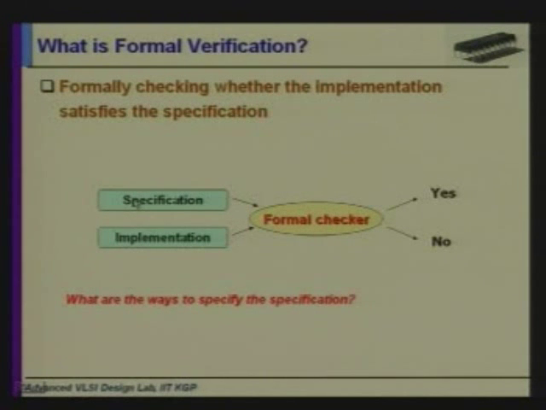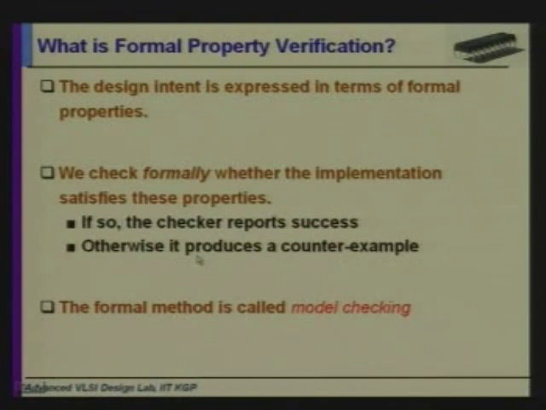So we take the specification and the implementation and give it to a formal checker, and it gives either yes, or if the specification is not holding on the implementation, it gives a counter example exactly at which sequence of actions leads to the refutation of the property.